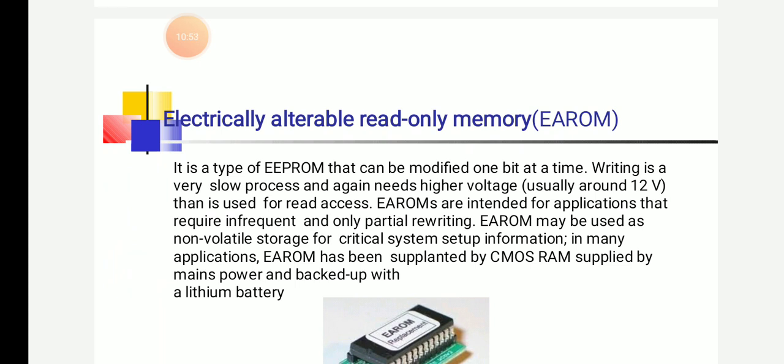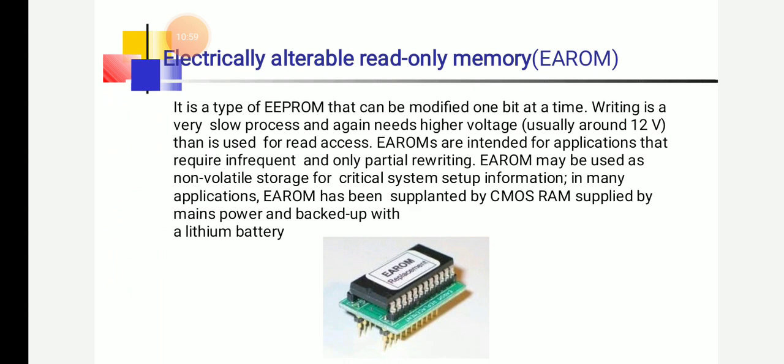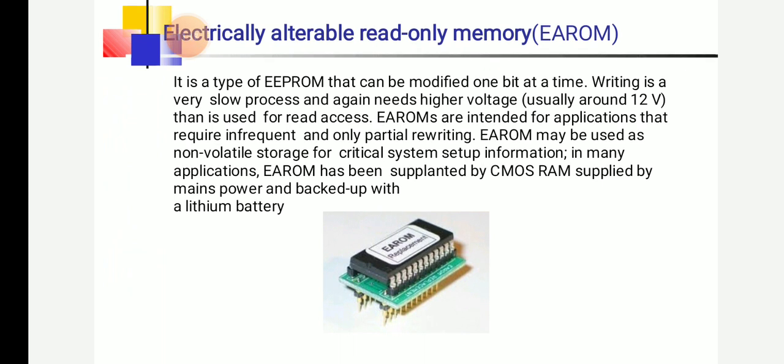Electrically alterable read-only memory, that is the EAROM. It is a type of EEPROM that can be modified one bit at a time. Writing is a very slow process and again needs higher voltage, usually around 12 volts, and then it is used for read access. EAROMs are intended for applications that require infrequent and only partial rewriting. EAROMs may be used as non-volatile storage for critical system setup information.